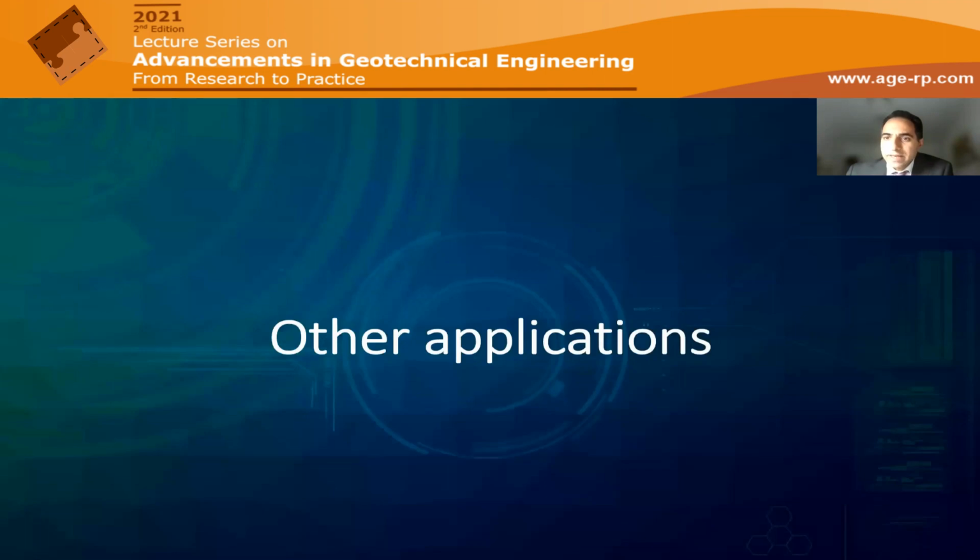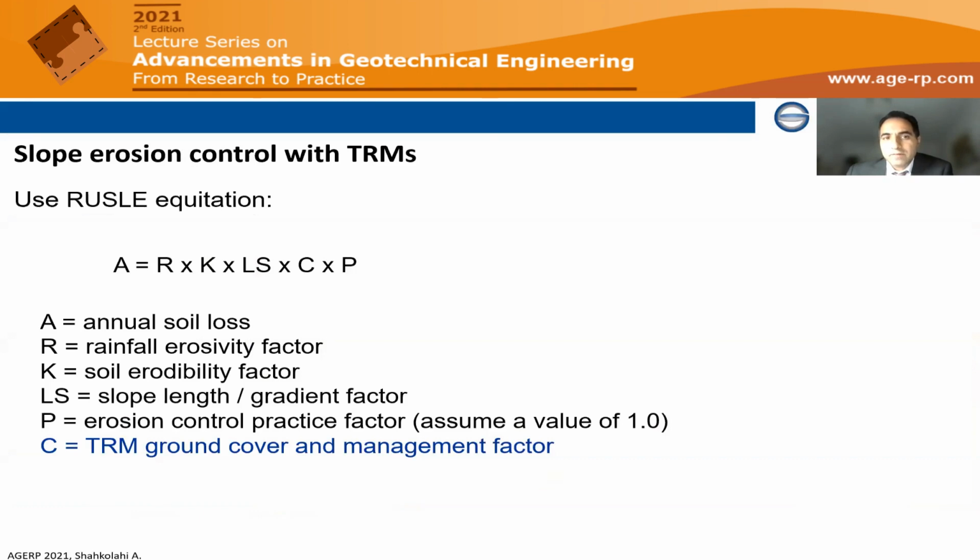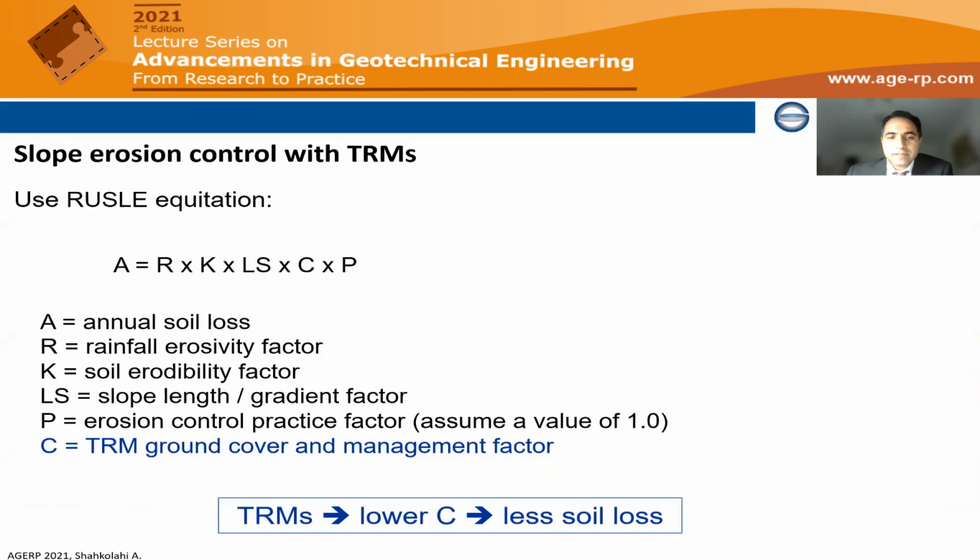Now, what are the applications that we can get from these technologies? I told you that it's mainly channels, but I will just show you a few slides about slopes as well. Slope erosion control can also be considered by using TRMs and HPTRM. How we design for slopes is very simple. We use the same equation that we use for slopes, the RUSLE or RUSLE 2 equation. This is the same that we use with or without TRM. The only difference is that when we use TRM, the C factor changes, which is the ground cover factor. So when we use the TRM, the C factor reduces. That's why we can have less soil loss.